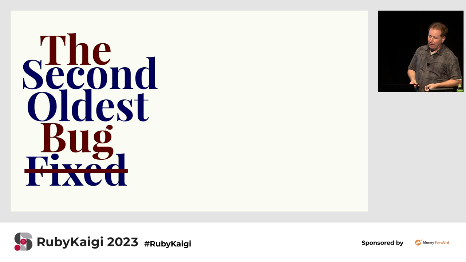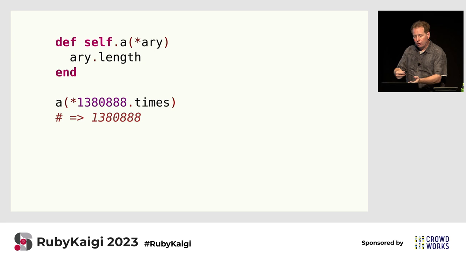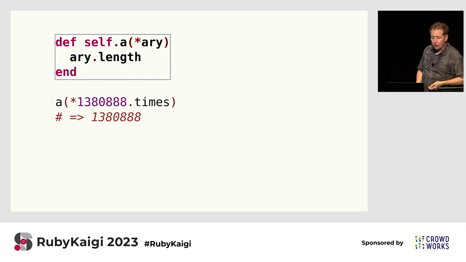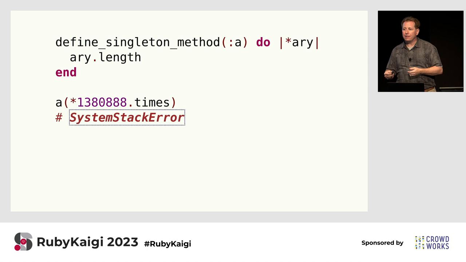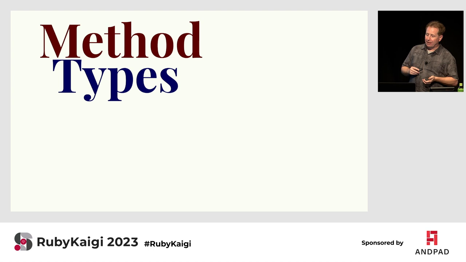So I'll go over some code that still raised system stack error for large argument splats after the patch was committed. Now, I mentioned earlier that Sasada-san made changes to Ruby 2.2 to allow this code to work. However, if you replace the normal singleton method definition with the equivalent define singleton method call, it raised a system stack error. And to understand why the normal method definition approach worked, but the block-based approach failed, you need to understand that Ruby has multiple method types, each of which is handled differently internally.